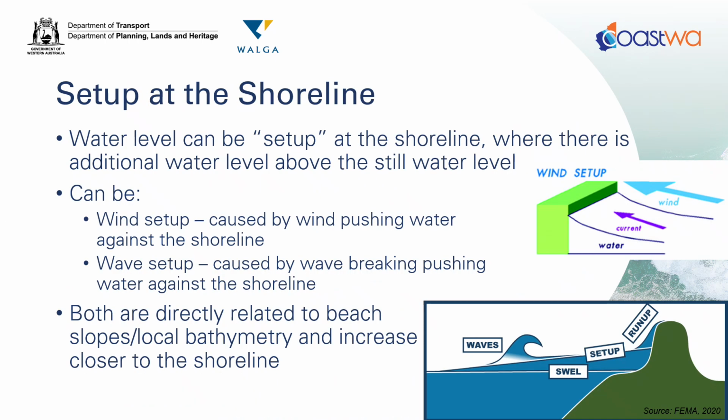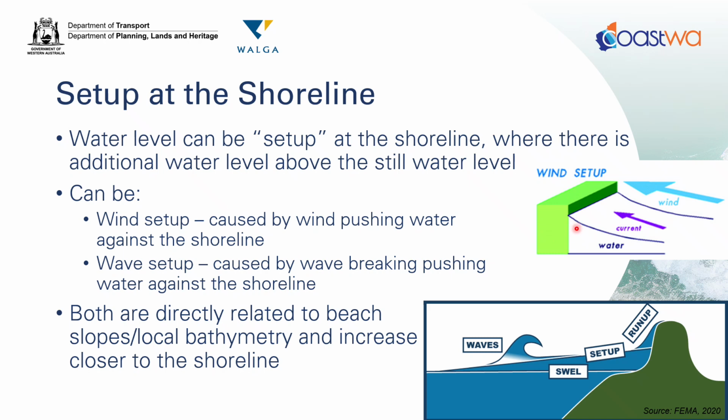So then we get to the setup at the shoreline. Water level can be set up at the shoreline, as I was briefly discussing before. It can be a result of wind setup, but it can also be a result of wave setup. This figure at the top is basically showing that as you have a wind pushing towards the coastline, it can create a current within the water. That current's obviously going towards the land, and as a result is pushing water up at the coastline.